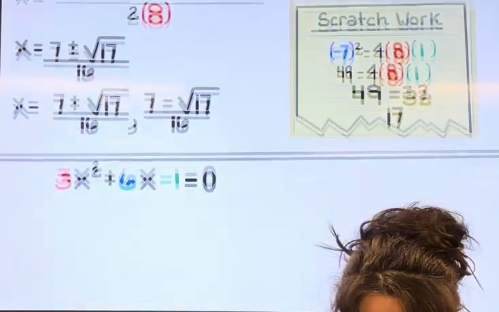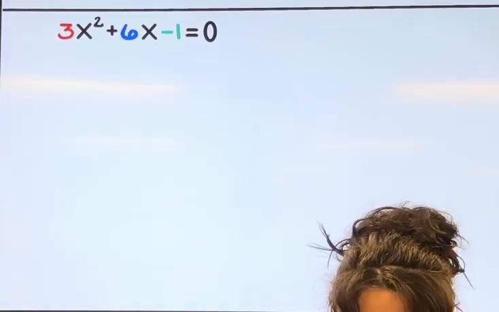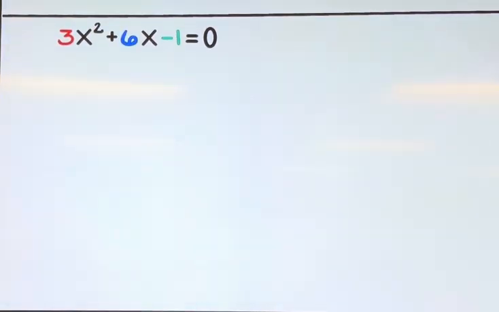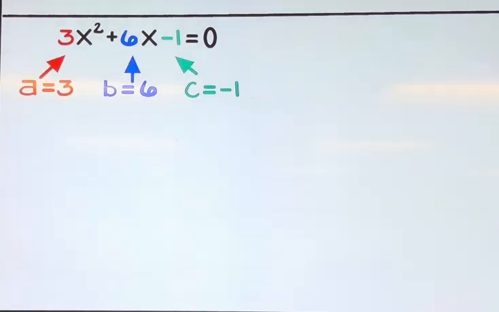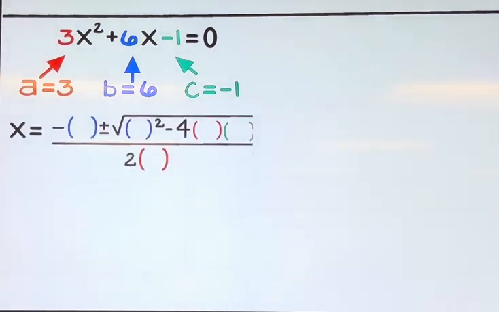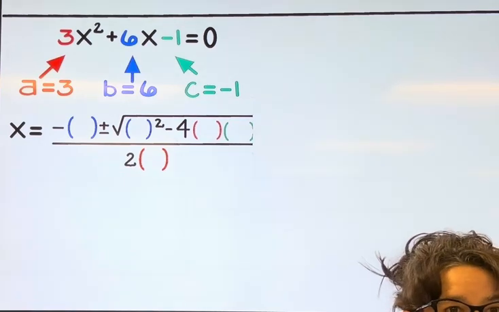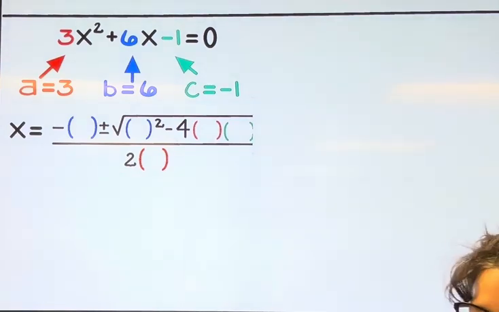Okay, so here's one more example. Just simplifying the root is a little more exciting here. So identifying a, b, and c, my a is 3, my b is 6, and my c is -1. Then I jot down my formula, parentheses every place we have a variable, then let's substitute that in.